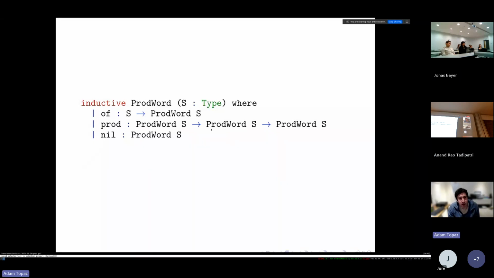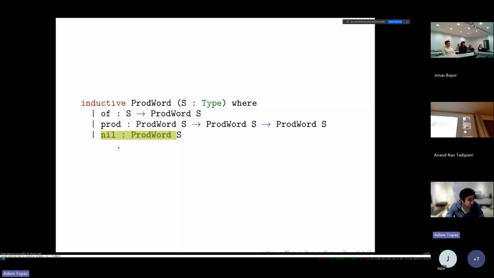So what I'm doing here is I'm starting with a set S, or rather a type S, and I'm constructing this inductive type, which has three constructors. One for elements of S, one which is supposed to mimic the product, and one which is supposed to mimic the terminal object. Sorry, this highlighting is not quite working. So this nil is supposed to mimic the terminal object.